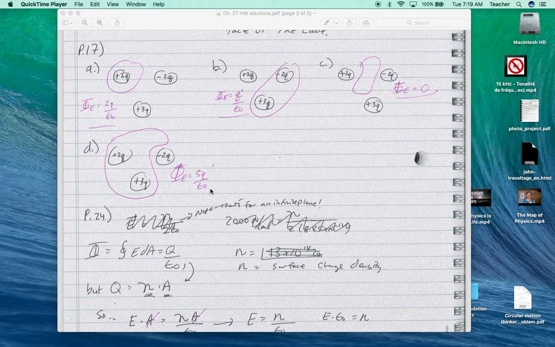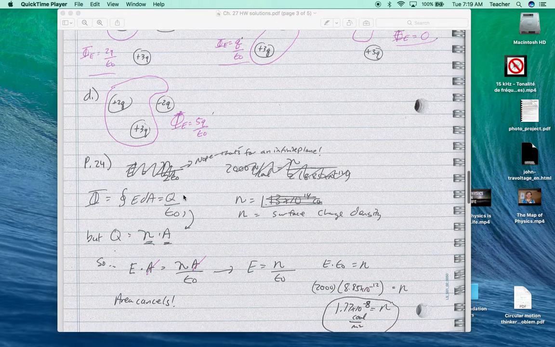17, A, B, C, and D asked me to circle charges that would allow for the flux as noted. So plus 2Q over E sub 0, plus Q over E sub 0, 0, which I could have circled plus and minus 2Q also, and then 5Q over E sub 0.